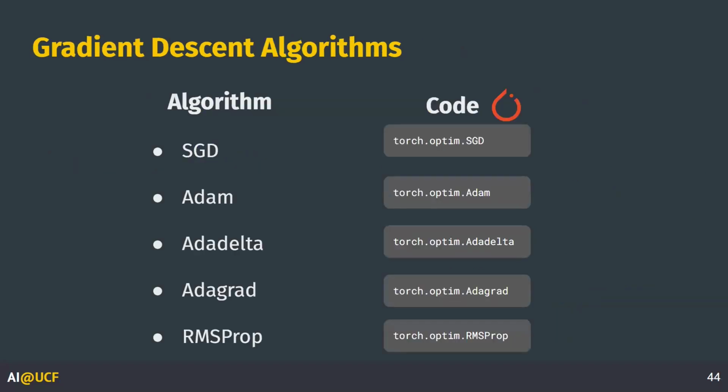And so for that, there's a bunch of different gradient descent algorithms that we have in code, like stochastic gradient descent, Adam, AdaDelta, AdaGrad, or RMSprop. You can look these up on your own time. They all work in different ways. Adam's very popular. SGD is still very common. They're just all a bunch of different techniques you can use.